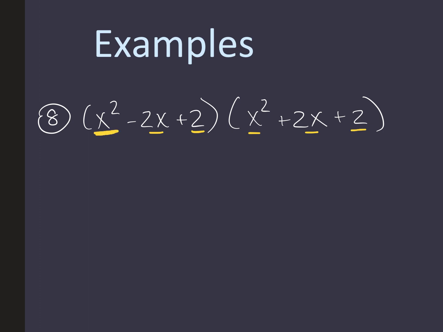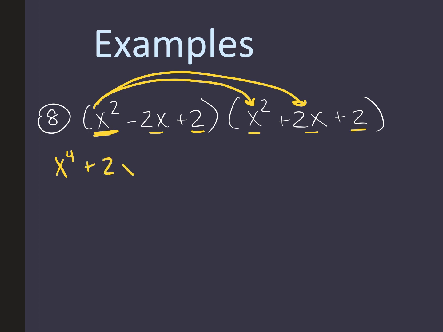So we start with x squared. So we're going to multiply x squared times x squared. So that would be x to the 4th power because we add the exponents. Then x squared times 2x would be 2x cubed. And then x squared times 2 would be 2x squared.